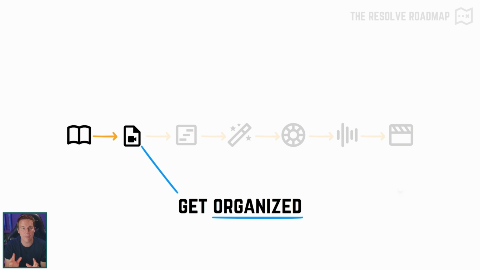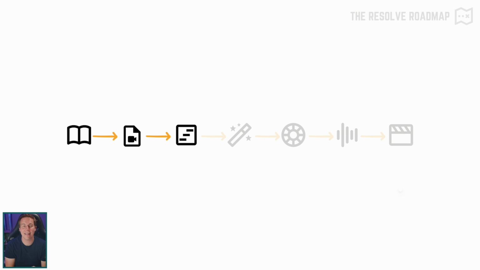But whatever flavor of organization you want to use, make sure that you're organized, because the more organized you are, the less searching and worrying and stress you have, which means that you can focus on being creative, which means you can move faster, which means that you can make cooler stuff. That's what we want. Next is editing.